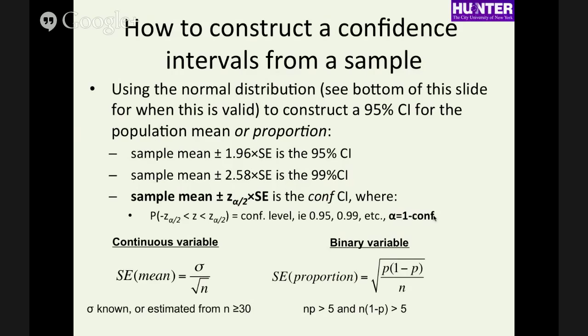The margin of error is half the size of the confidence interval. So it's the amount above and below the point estimate. The range is twice the margin of error. So the margin of error is half of the range. So the confidence interval goes from the point estimate minus the margin of error to the point estimate plus the margin of error.